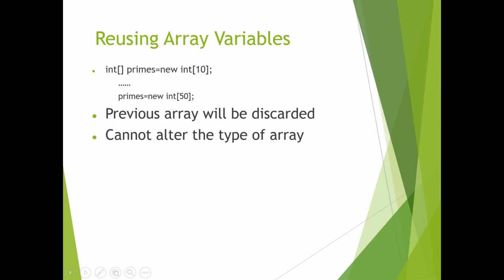Coming to the next one, reusing the array. We can reuse the array. Again I can make it store 50 elements. First it was storing 10 elements, now it is storing 50 elements. The previous array will be discarded, and we cannot alter the type of the array. For example, if it is integer, we cannot make it floating.